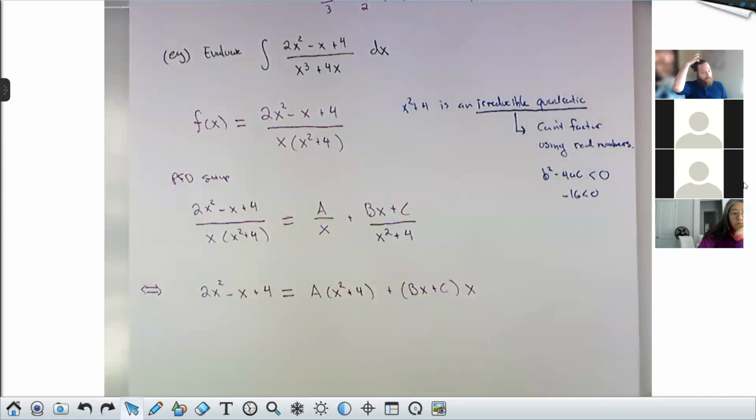I want to pause here for a minute, make sure we're all comfortable up to this step. Meaning comfortable with this factoring, comfortable with this being irreducible, comfortable with this setup, and comfortable with the algebra that gets us here. Are there any questions about any of those steps?